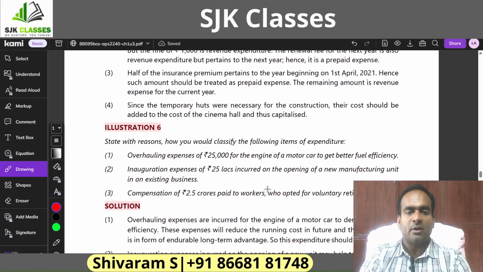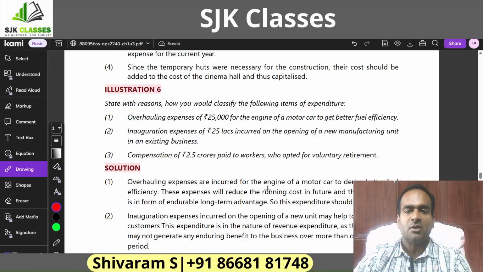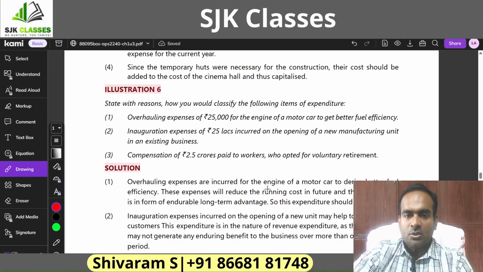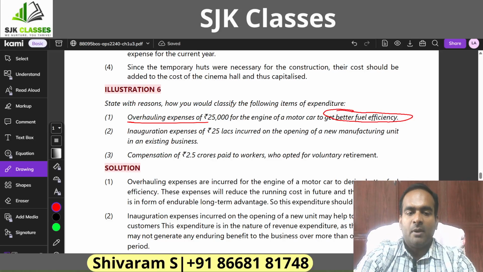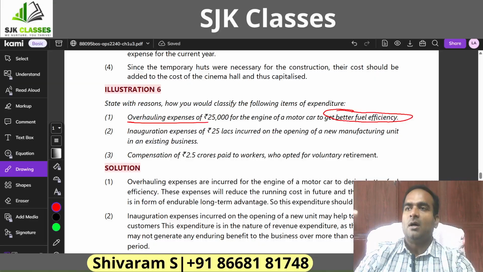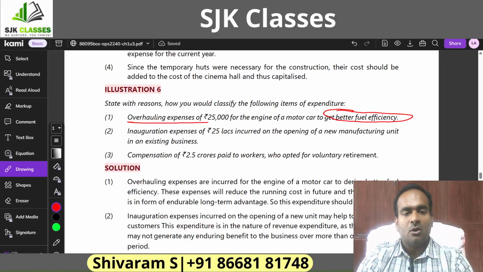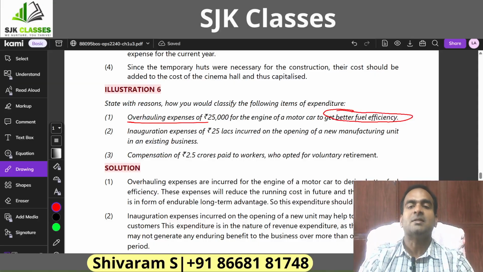State with reasons. How would you classify the following items of expenditure? Overhauling expenses of 25,000 for the engine of a motor car to get better fuel efficiency. The key point is better fuel efficiency. So you have done some overhauling for the engine of a motor car. By doing this expenditure, what happens? We're getting some benefit. Fuel efficiency has increased now. So this overall cost will be called a capital expenditure because I'm getting some benefits now. This is a capital expenditure.